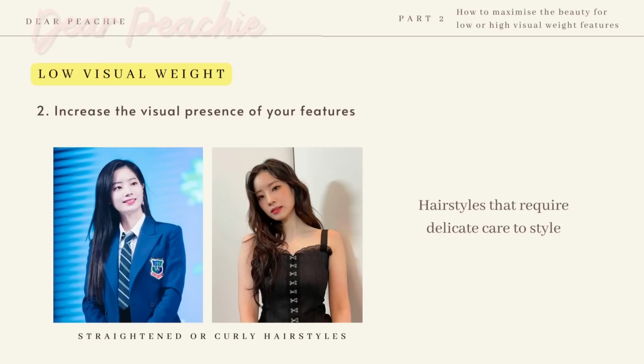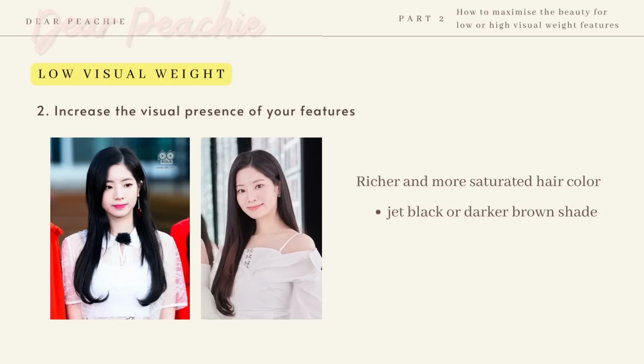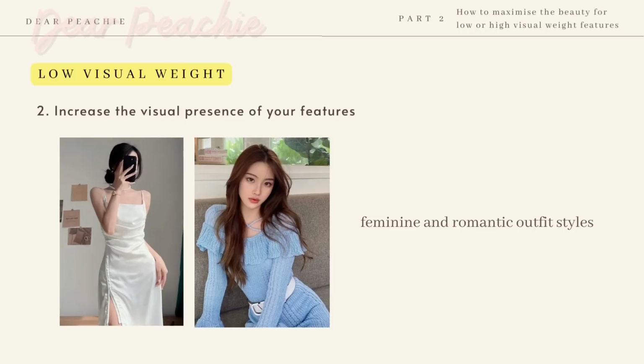Hairstyles that require delicate care to style, such as straightened or curly hairstyles, or hair color with richer and more saturated shades, like jet black or darker brown, are able to level up the visual presence of your features. Not only that, letting your hair down is extremely helpful to bring out the sexy mature aura that goes well with this style too.